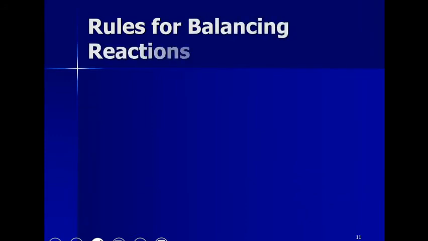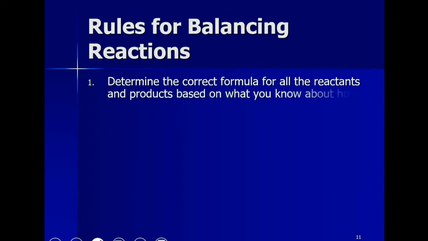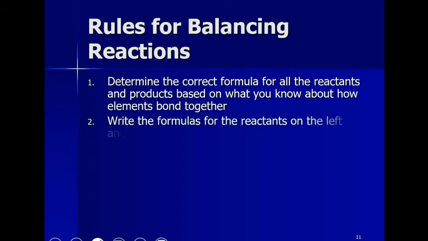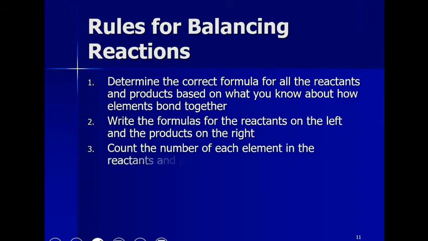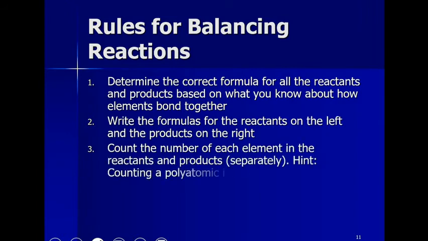So there are some basic rules for balancing reactions. The first thing you need to do is determine the correct formula for all of the reactants and products based on what you know about elements and how they bond together. This is why we started with naming and forming compounds, because you need to be able to write the compound based on how elements will go together. Write the formulas for the reactants on the left and the products on the right, and then you're adding a plus sign for when they're adding to each other.